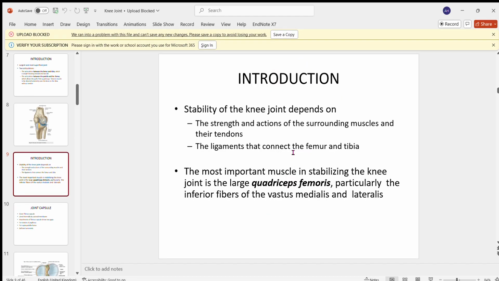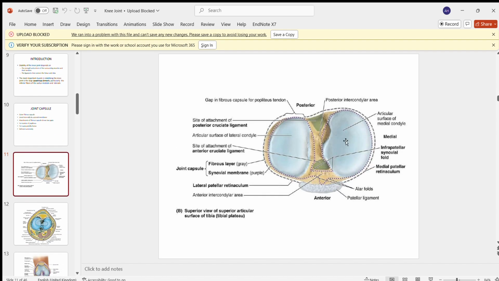The stabilizing factors of knee joint are the muscles and the ligaments that are attached to the knee joint. And the most important muscle is the quadriceps femoris, which supports it anteriorly. The joint capsule of the knee joint is this dotted structure. It has two parts, the outer fibrous layer and an inner synovial membrane. So the joint capsule is deficient posteriorly for the passage of popliteus tendon, and it is deficient anteriorly where patella is attached. And the synovial membrane covers the joint space on all sides.